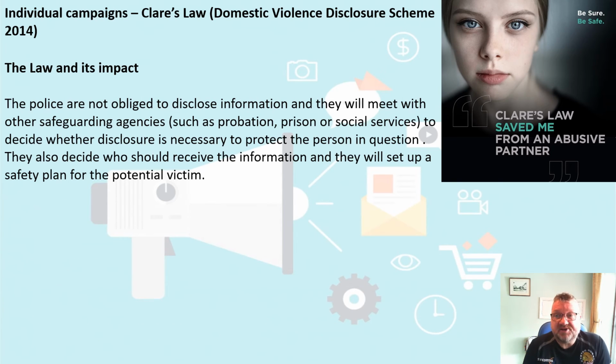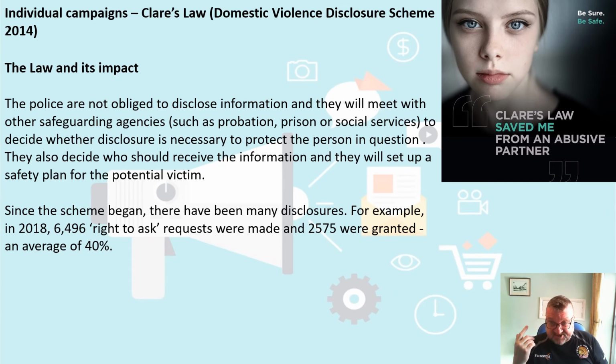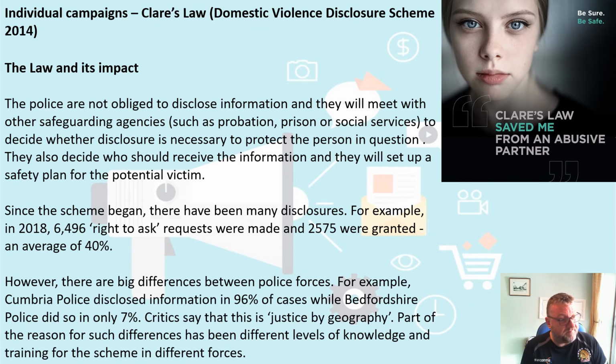So, as I've said, the police are now obliged to disclose information, and they will meet with safeguarding agencies such as the probation service, prison or social services to decide whether disclosure is necessary to protect the person in question. And they also decide who should receive the information, and they will set up a safety plan for the potential victim. Since the scheme began, there have been many disclosures. For example, in 2018, 6,496 right to ask requests were made and 2,575 were granted, so an average of 40%. So the scheme is working.